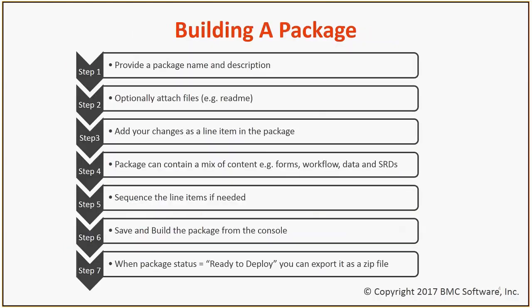How do you build a package using deployment management? You provide a package name and description. You can optionally attach files. For example, there'd be a README if it's a patch or a hotfix. You can add your changes as a line item in the package. And each package can contain a mix of forms, workflow, data, so each line item could be a different kind of content. You can sequence the line items as needed, and then save and build the package from the console. When the package is ready to deploy, you can export it as a zip file.